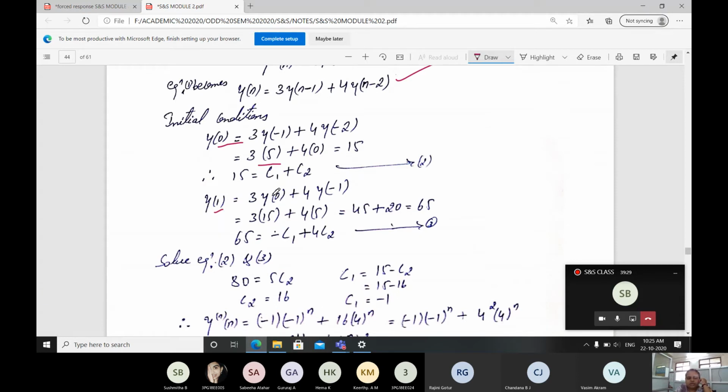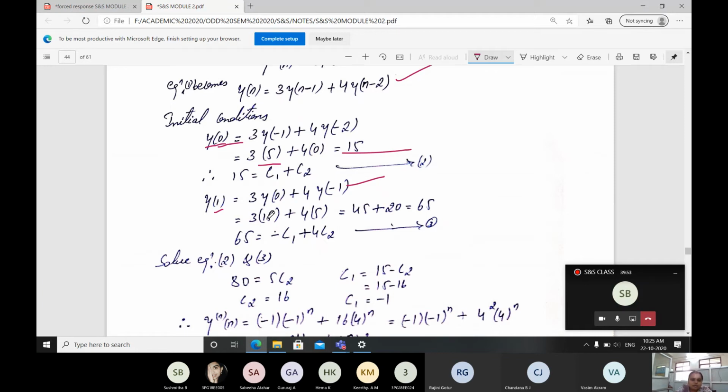When you substitute n as 1, you will be getting 3 y of 0 plus 4 y of minus 1. Then what is y of 0? We already calculated it from this. Observe here, it's not given in the initial conditions. We calculated this, that is y of 0 is nothing but 15. We have to substitute that.